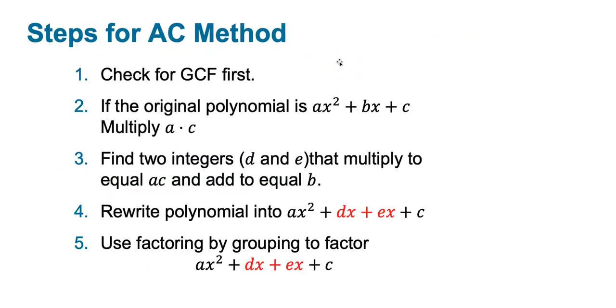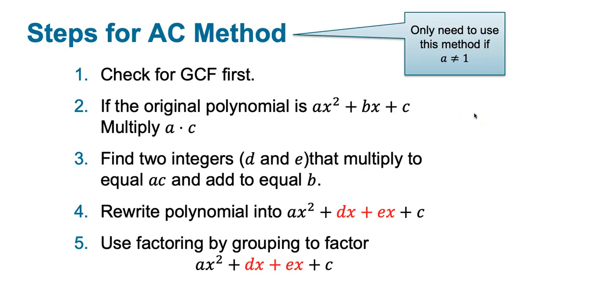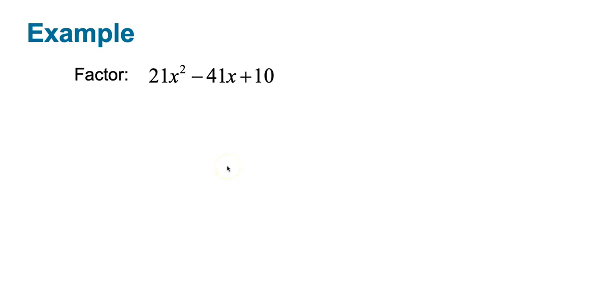Here's the steps for the AC method. Remember, we would only use this method if a is not equal to 1. If a is equal to 1, it's the easier case that's discussed in a previous video. Let's do an example.